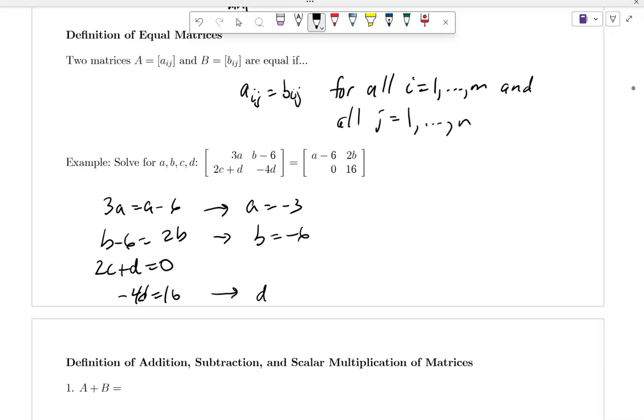This one I'll do first. This gives me d equals negative 4. So that means my c must be 2, if I did all my arithmetic right.